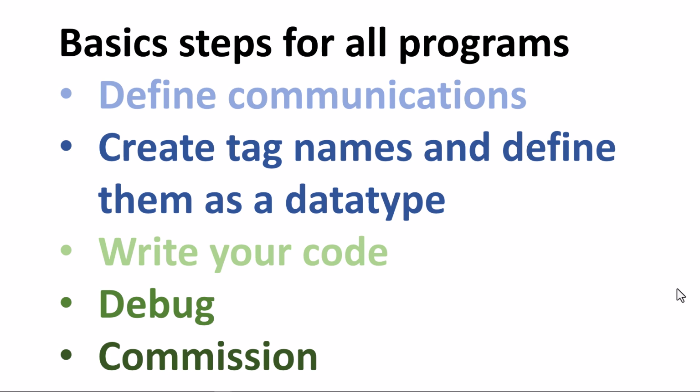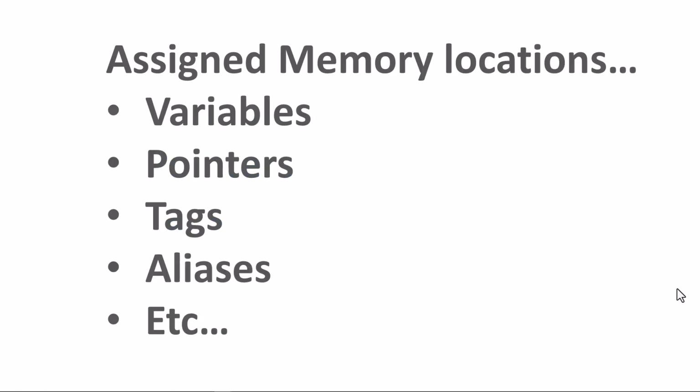What you're going to learn right here is what you would do if you became a controls engineer, and we're going to go out there and do it on the shop floor. Okay, let's start by talking about assigned memory locations, because remember it was communication, then it was your memory locations. Variables, pointers, tags, aliases, that's all the same thing.